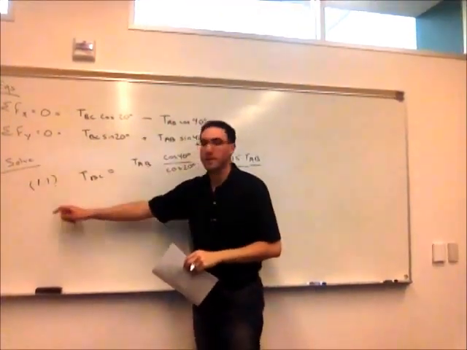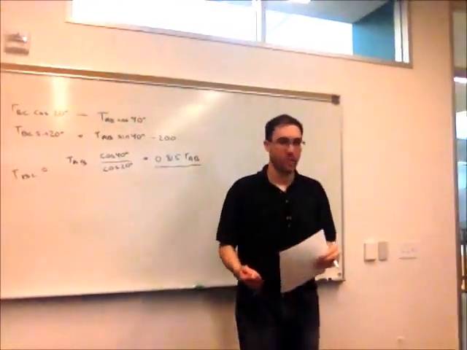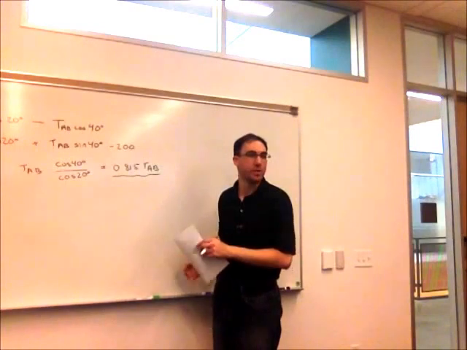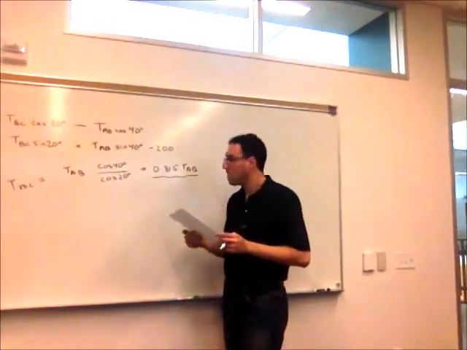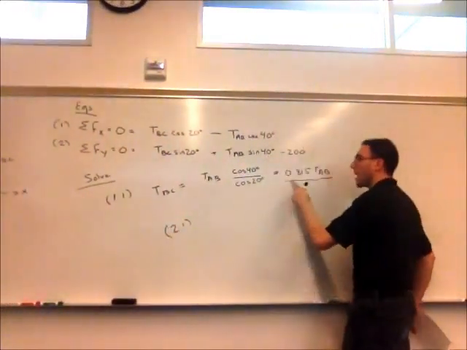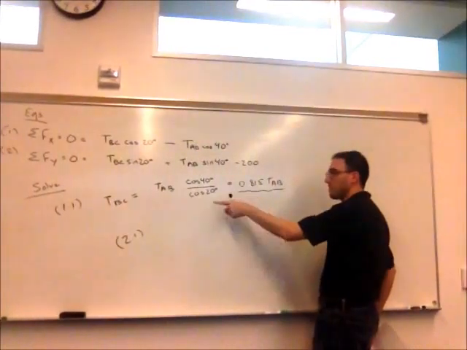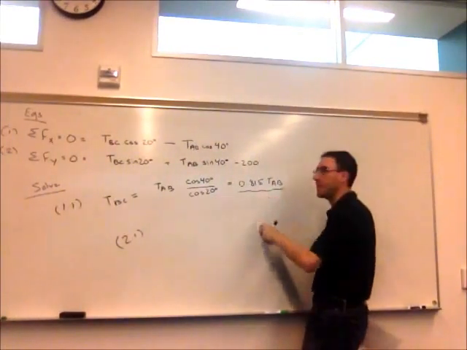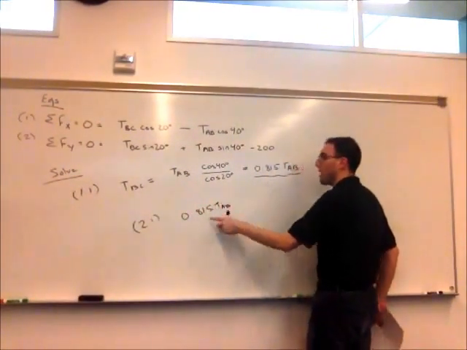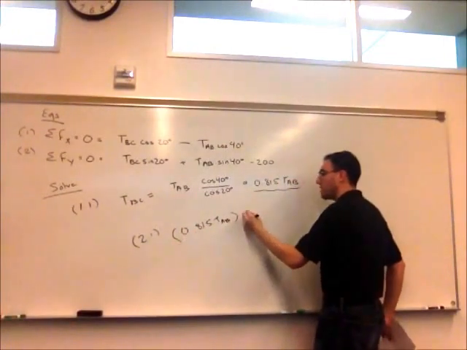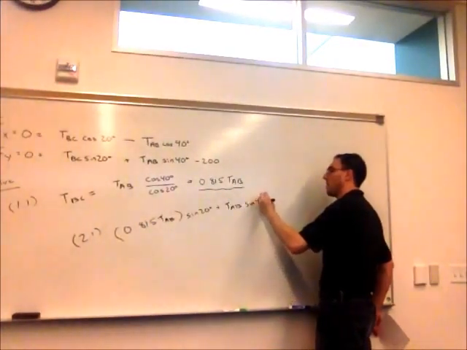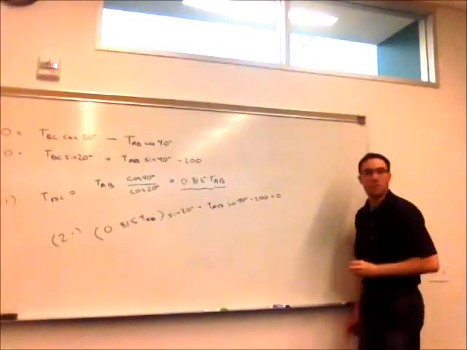I label it 1.1 because it's not a new equation. I'm just rewriting one I already had. So I don't want to make it look like I have more independent equations than I really do. I can take that and I can now put it into what I'll call 2.1. I can use this rule everywhere I see TBC. So instead of TBC, I have 0.815 TAB quantity times sine 20 plus TAB sine 40 minus 200 equals 0.